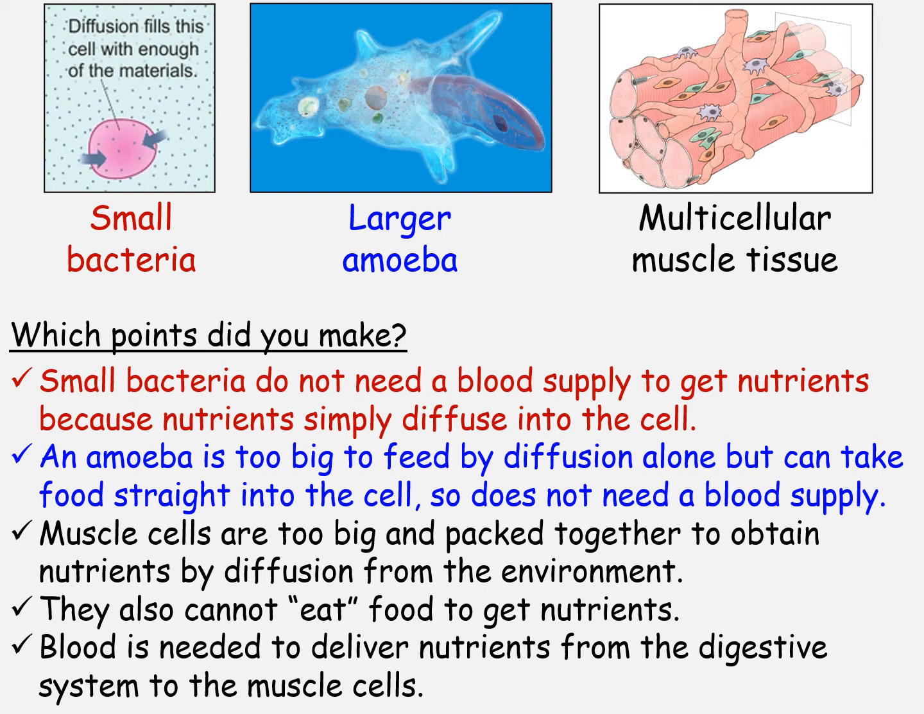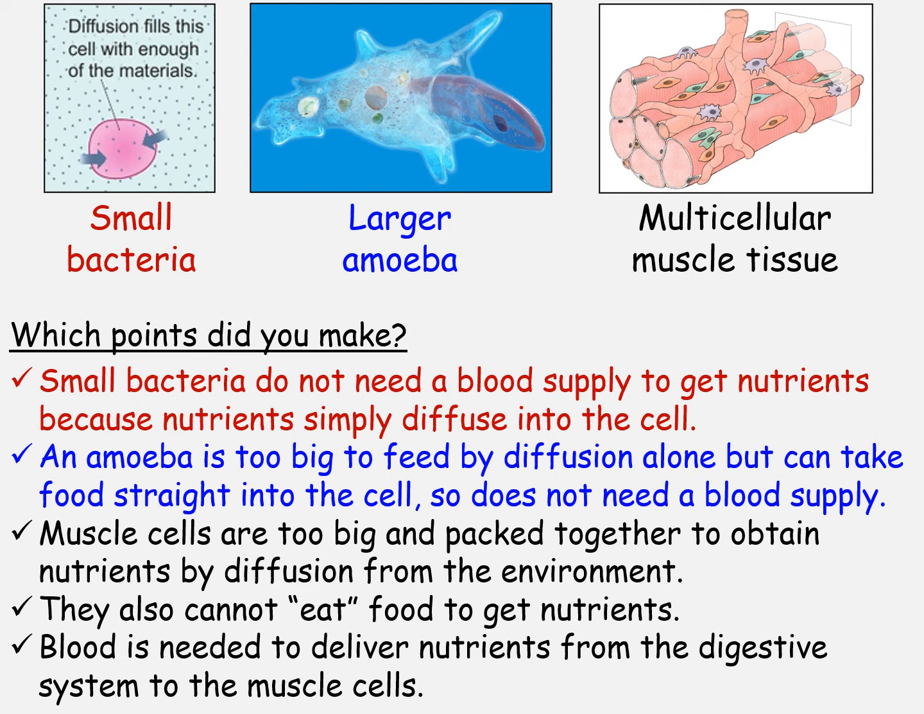So small bacteria do not need a blood supply to get nutrients, because nutrients simply diffuse into the cell. So here, because it's a nice small cell, it's very easy for it to get the nutrients that it needs through simple diffusion. The amoeba in the middle is a slightly larger cell, therefore it's too large to rely on diffusion to be able to get its nutrients.